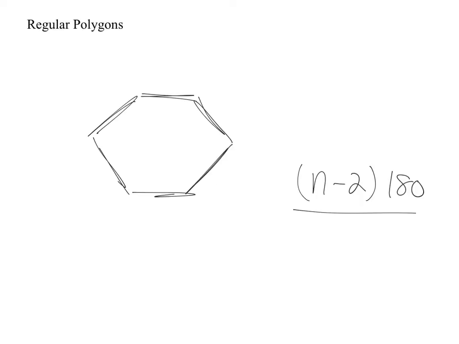So for each angle, you just divide by n. That's each angle. The numerator is the sum of the angles. We add them all up. So if you want each individual angle, just divide by n.